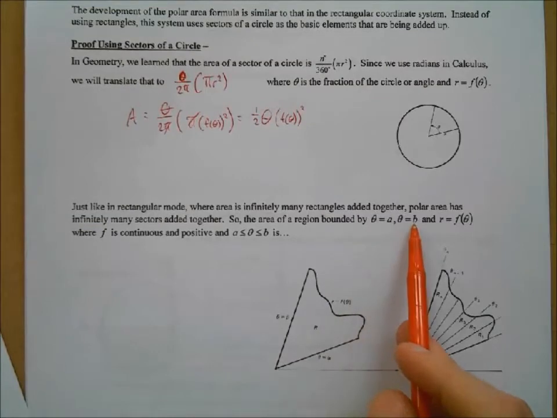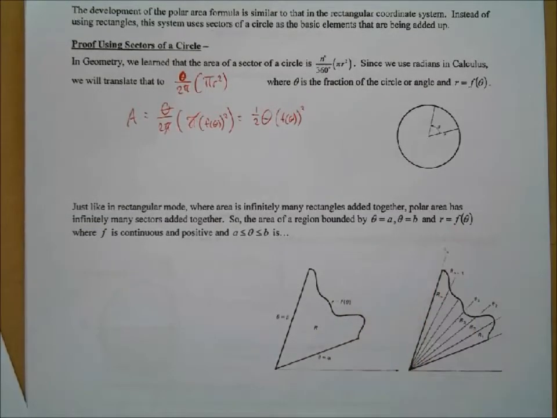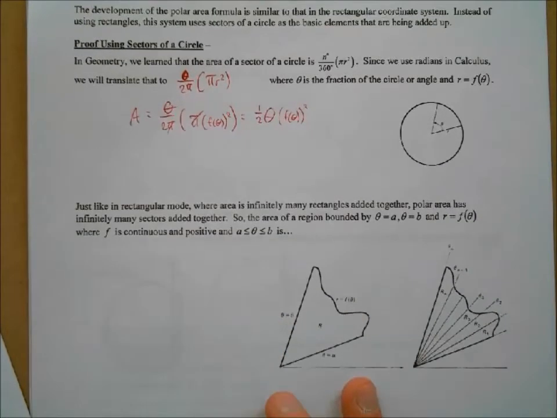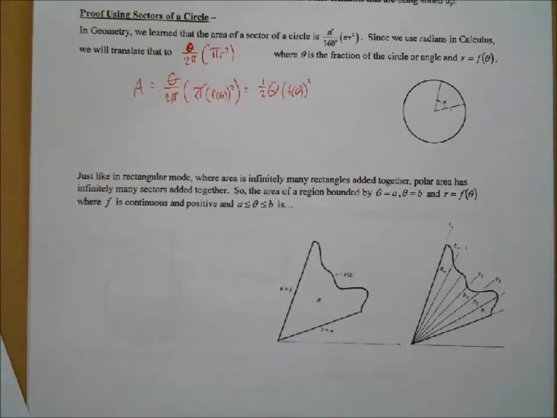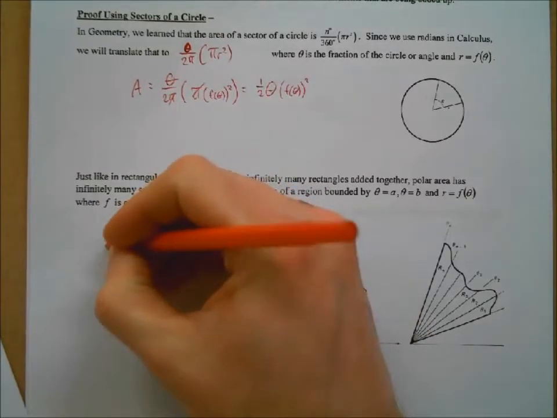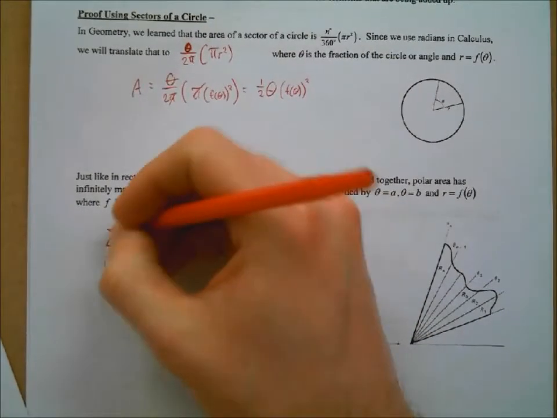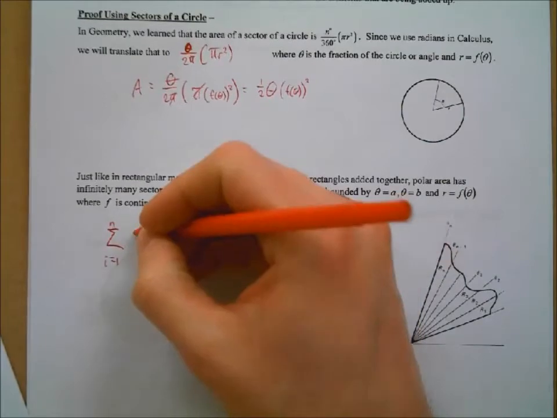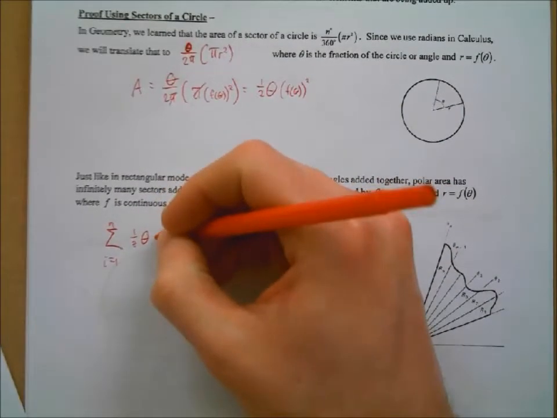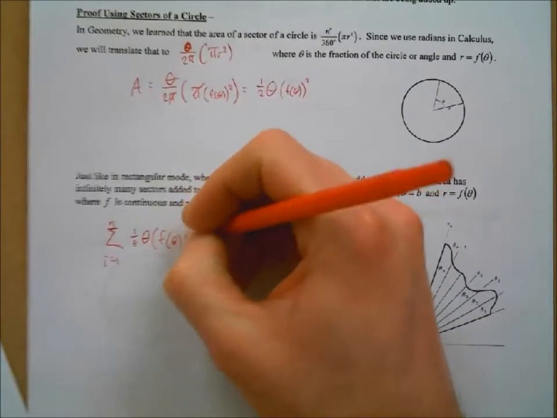equals b, and r equals f of theta, where f is continuous and positive, and a is less than or equal to theta less than or equal to b. So the area for this is going to be found by adding up from i equals 1 to n an infinite number of these little sector areas that we just simplified the formula for there.